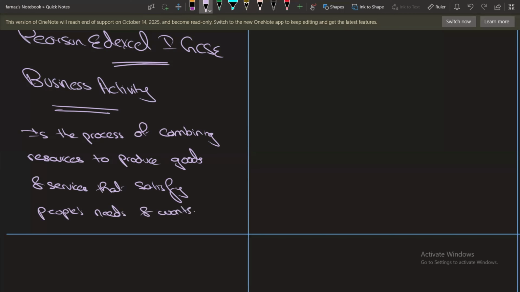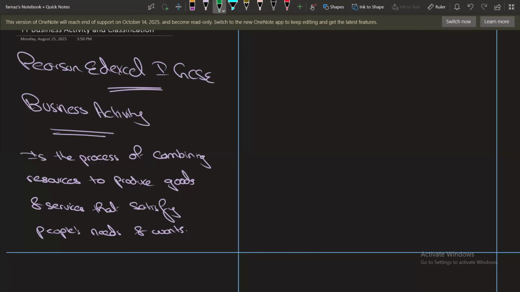Sorry for my writing. I am going to be really quick with my writing, but you don't have to worry about it because everything is written in notes as it is. So business activity, this is what you write in your exam. This is what the examiner wants to see. With this definition, there is no chance you are scoring less than full marks. Remember, it's the process of combining resources. What are resources? Resources are factors of production.